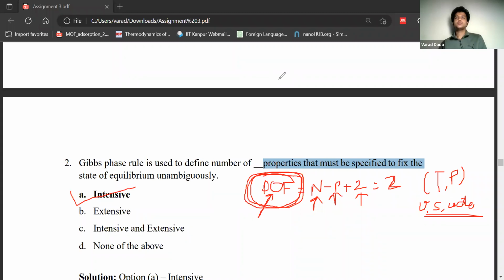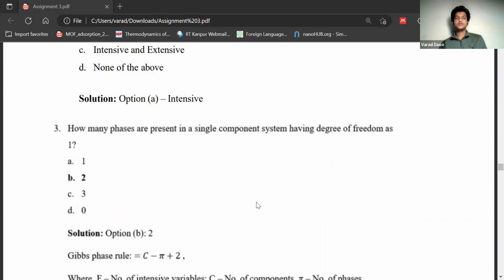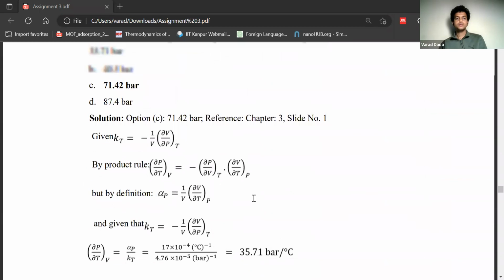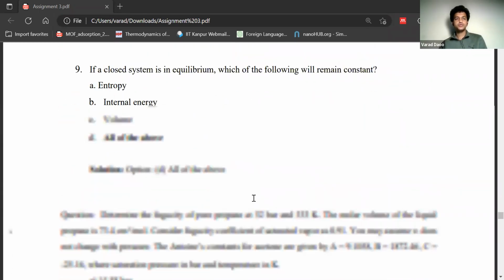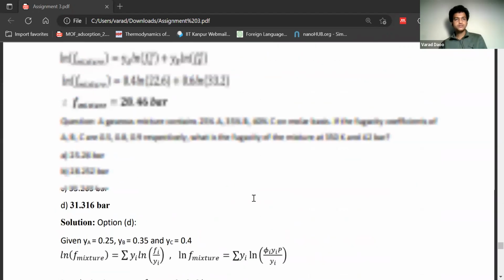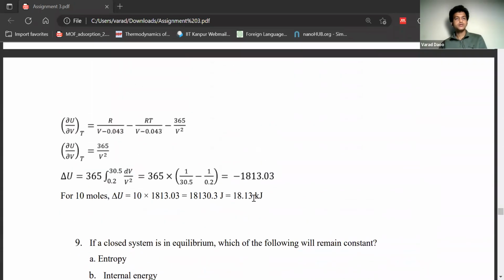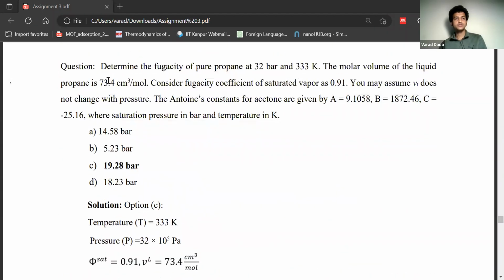Anybody has any question? I hope you don't have any question because this is just a simple definition only. Okay. So now we'll move on to some conceptual questions and some numerical questions, and then we'll visit the conceptual question. Okay. So we'll start now with this question.